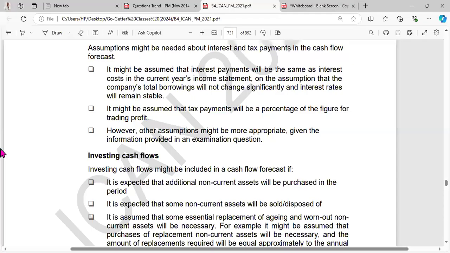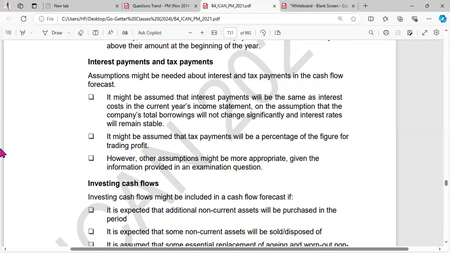Assumptions might need to be made about interest and tax payments in the cash flow. It might be assumed that interest will be the same as the current year's income statement. It might also be assumed that the tax payment will be a percentage of the figure of the trading profits. So in the exam, you are going to be given the appropriate assumptions to be used.